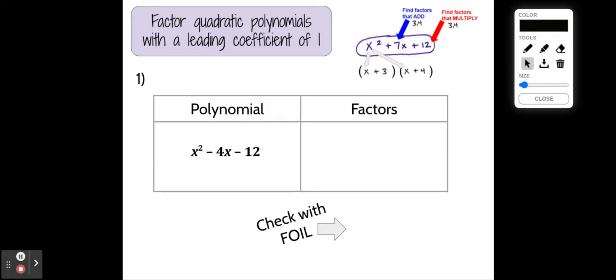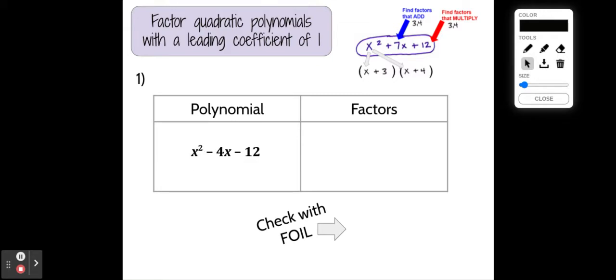Here's our first polynomial. Go ahead and write it down in your table. X squared minus 4x minus 12. Notice it's quadratic because it has the x squared, and notice it has a leading coefficient of 1. That's going to make it really nice and easy to factor because we just know that x times x is the only thing that can give us x squared.